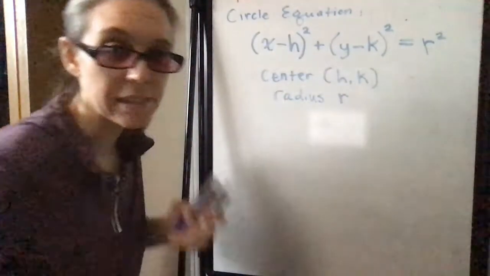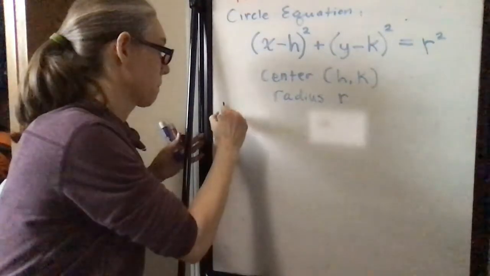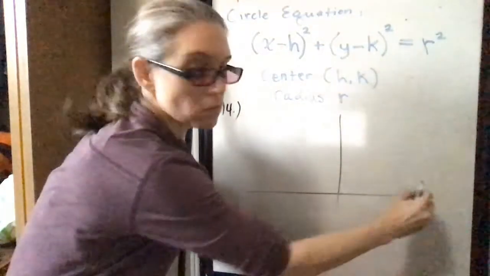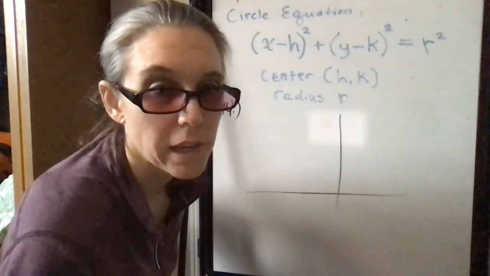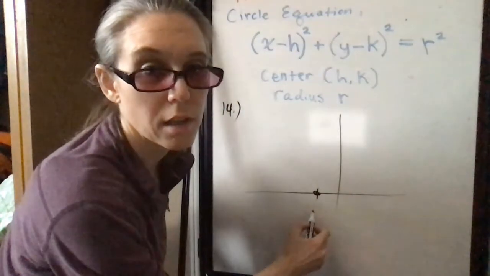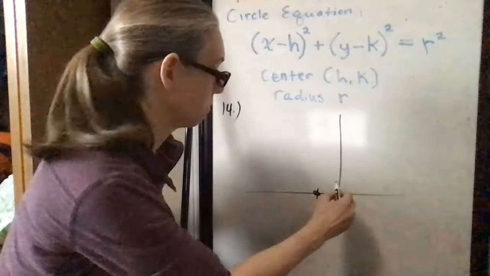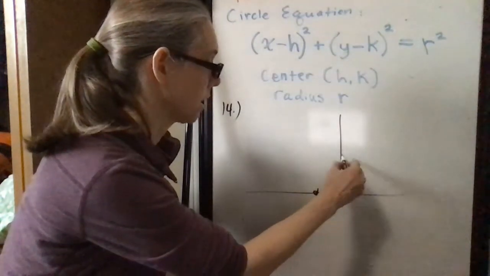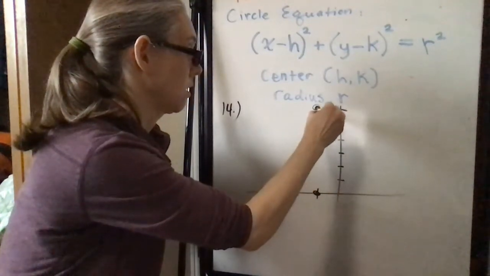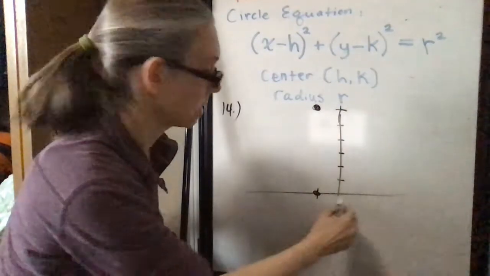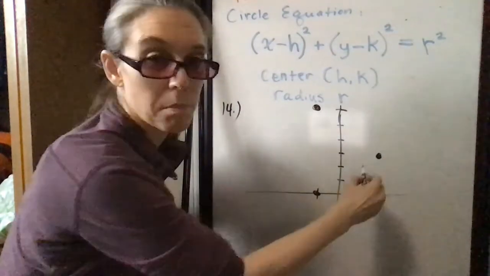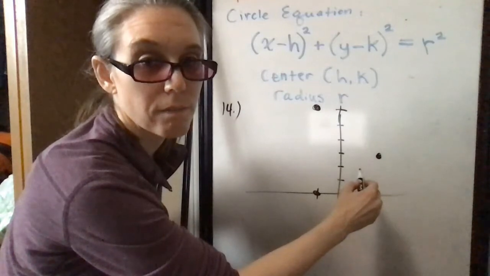Question number 14 gives you a graph. And in my problem, the graph goes from negative 1 up to, at negative 1, from 0 all the way to 6. And then over to positive 2. And then back to negative 4.